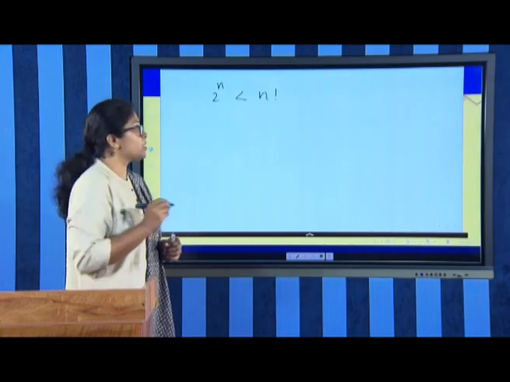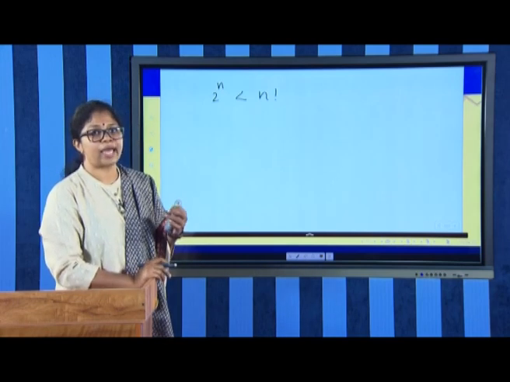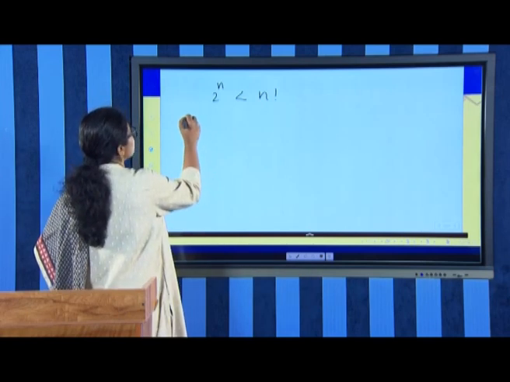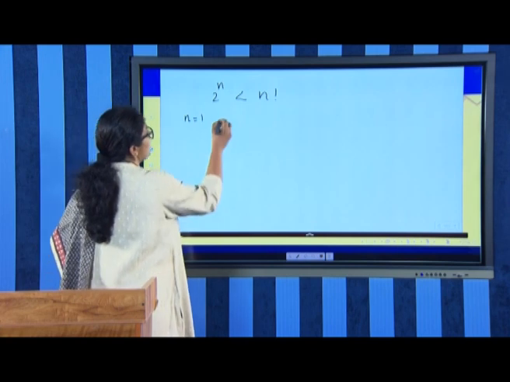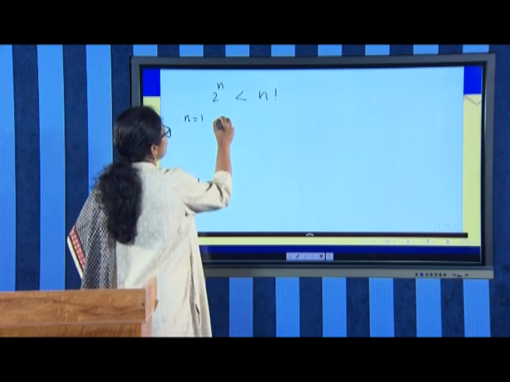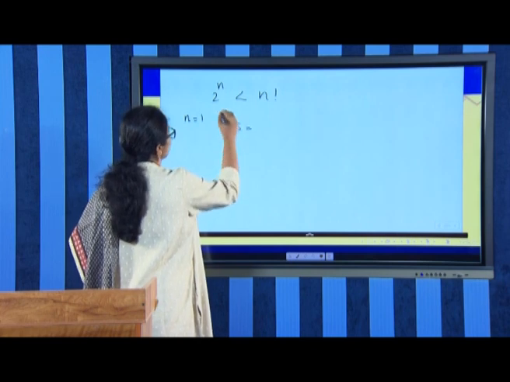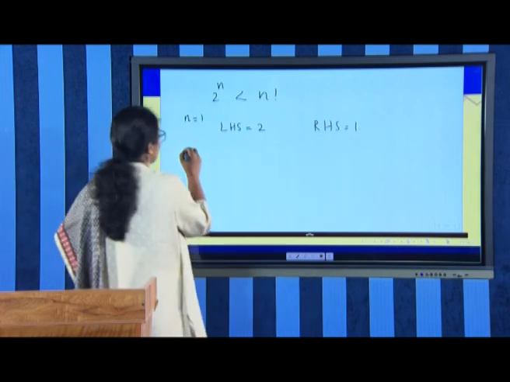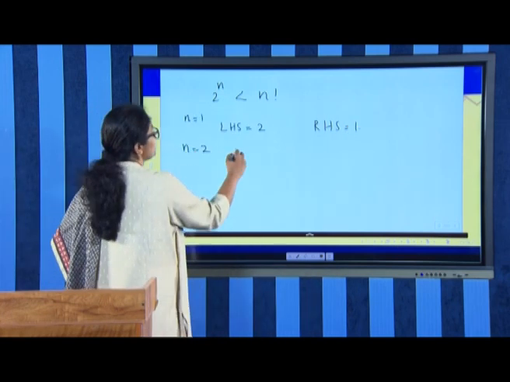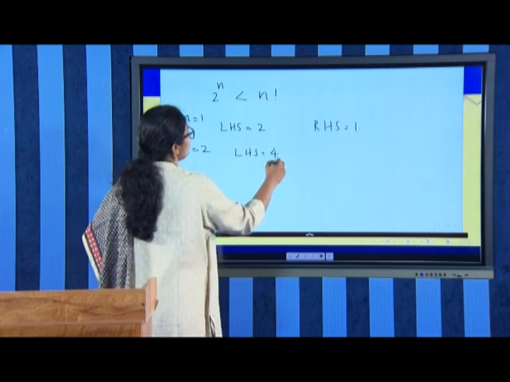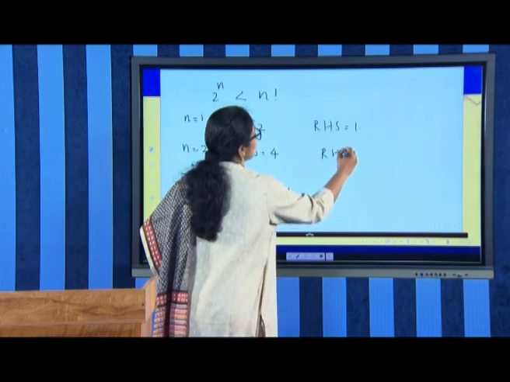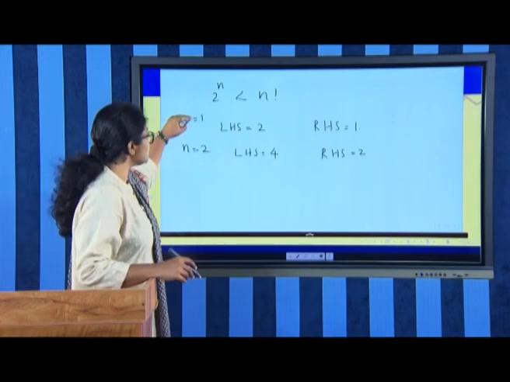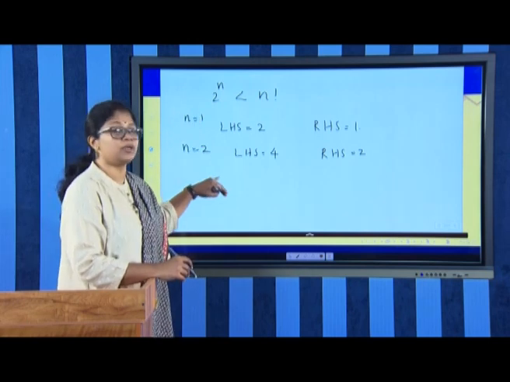So, we can see that the cases for n equal to 1, 2 and 3 are wrong here. That is why we are starting with the case P of 4. Suppose you want to put n equal to 1. Let us see what happens to the inequality. The LHS becomes 2 and the RHS becomes 1. Whereas, for n equal to 2, the LHS becomes 4, the RHS becomes 2. So, we can see that this inequality is actually reversed for the cases n equal to 1, 2 as well as 3, you can see.